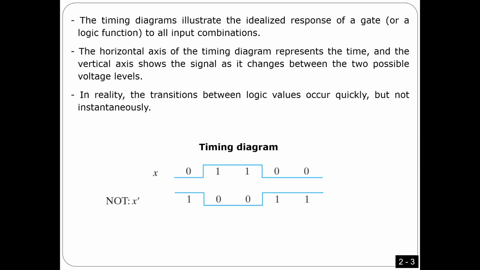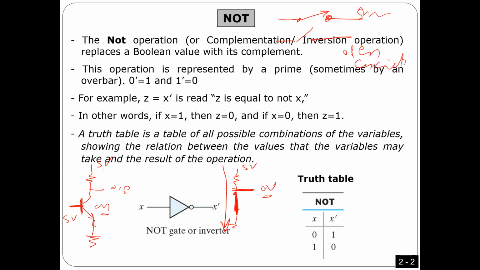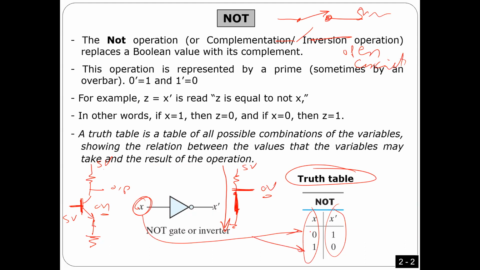Then I told you last time there are 2 very important things. We are going to use them all the time. Something we call truth table. This truth table has all possible inputs and all possible outputs. Here, because I have only one input, this input has only 2 cases, either 0 or 1.